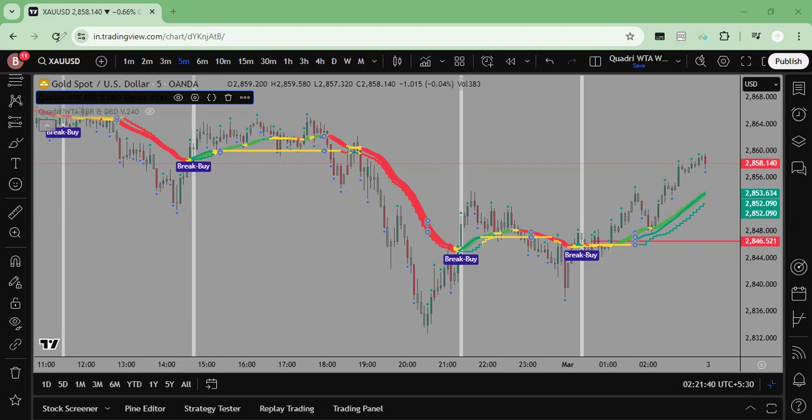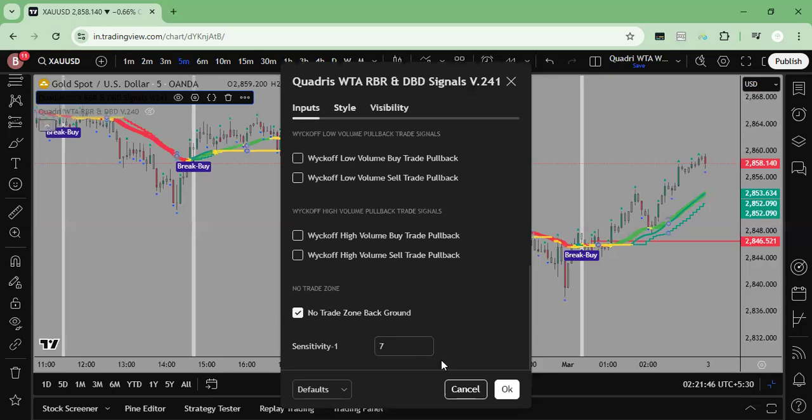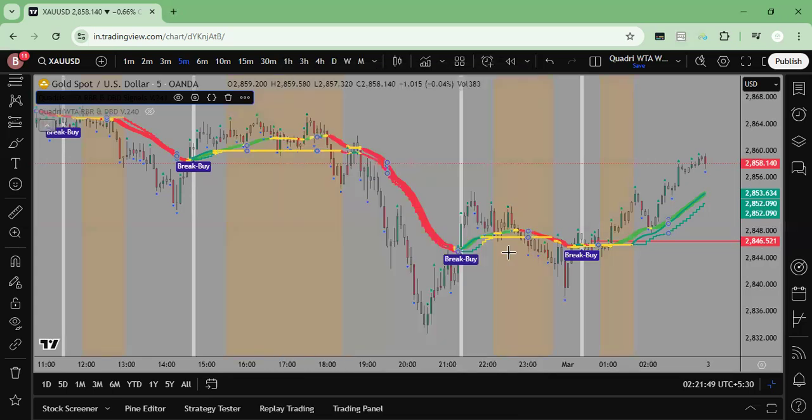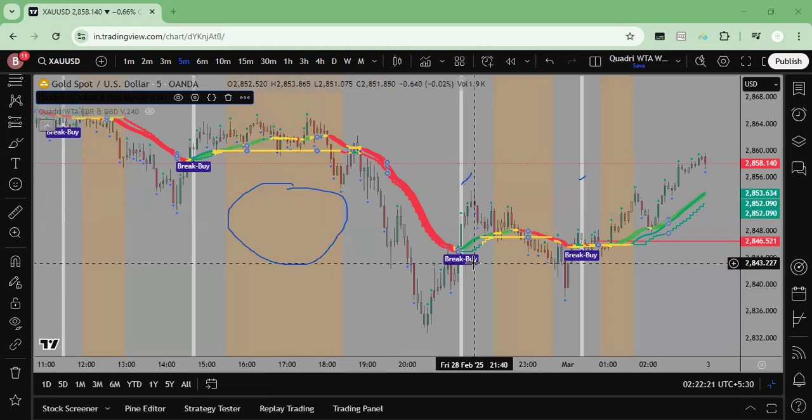What you can do, as I advise all my students, is go for this no trade zone background. This no trade zone background highlights the background in orange or yellow color. You can increase or decrease the opacity based on whether you are using a black background or white background. If you're using a white background, this color would not be visible that much, but you can increase or decrease the opacity. I think I have given the setting option, or it would be intact. But particularly, you would be able to see the labels with break buy.